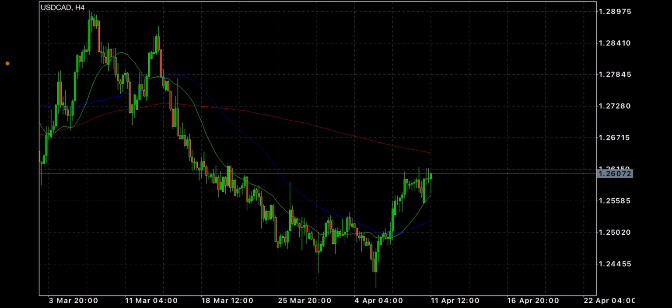Both these currencies' weakness and strength are being driven by several different factors, but the major factor is oil. So oil prices are something we are going to have to pay attention to when we're looking at currencies concerning the USD and the CAD. With that being said, let's go ahead and break down what's happening on the chart.